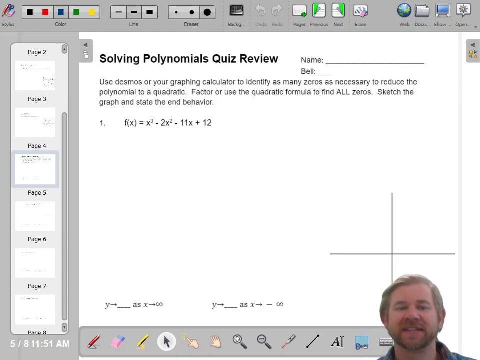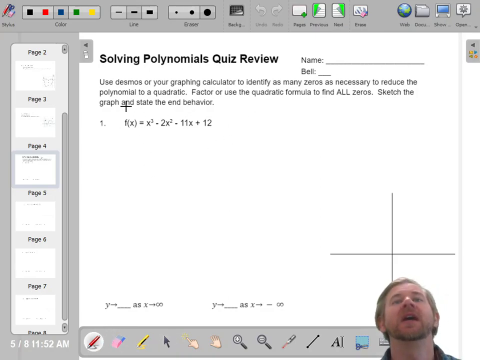Hello everyone, we're going to take a quiz over solving polynomials. Now, you're not going to need to use a quadratic formula, but you might need to find some complex zeros or some irrational zeros. You're going to see everything in the graph though, so you'll be able to know, hey, I can identify my zeros, I can do this.